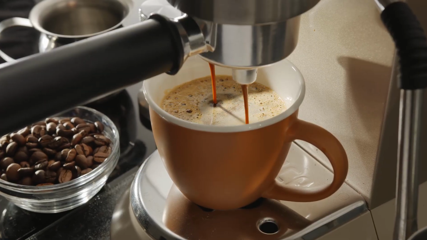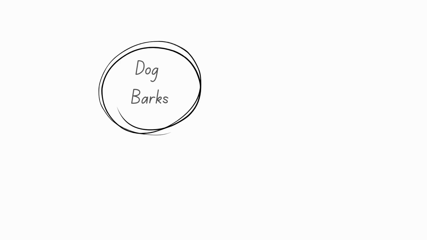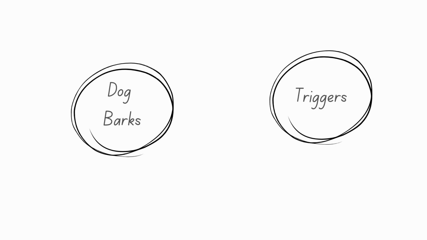Let's start simple. We're looking at a dog who barks at triggers. Could be other dogs, people, cars, whatever sets them off. So our first variable is obvious. Dog barks. Write that down. Now ask yourself, what causes this barking? Well, the dog sees or hears something that triggers them. So our second variable is triggers. Write that one down too.